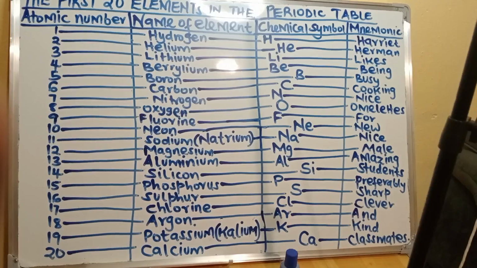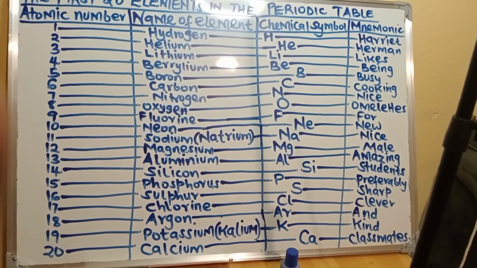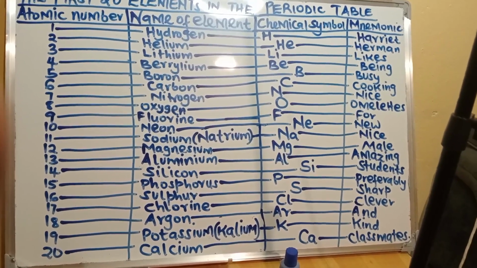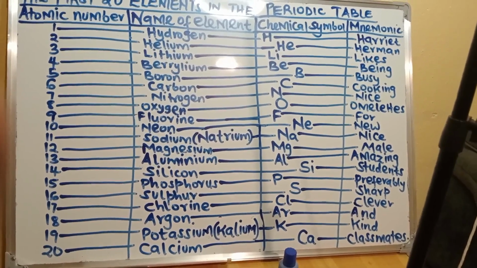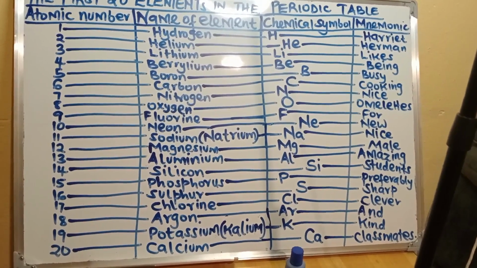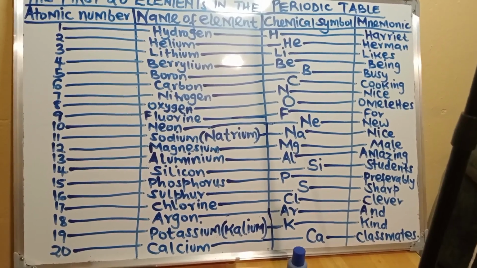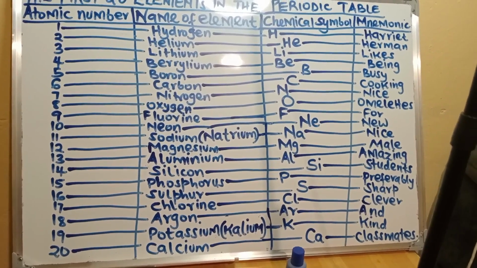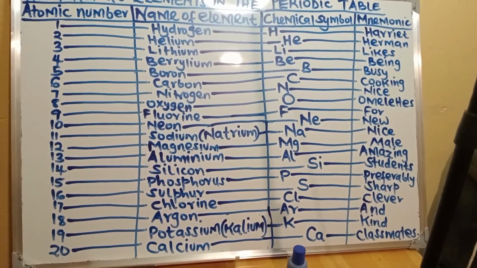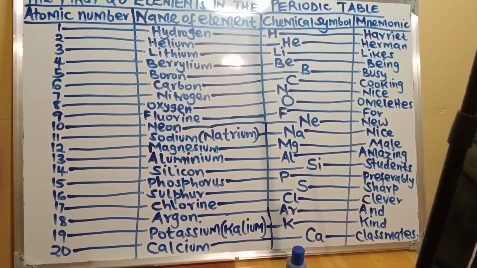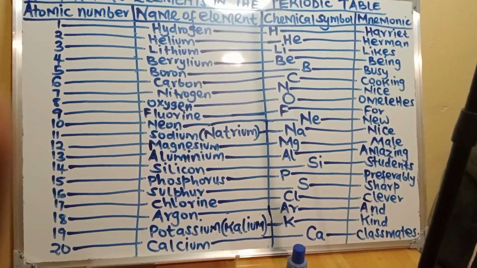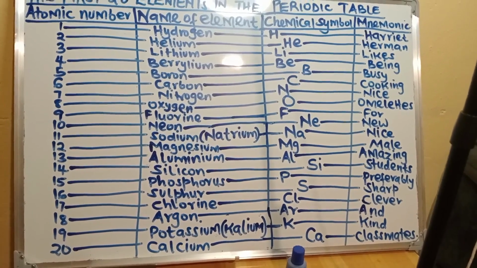So on the side of the atomic number, just the way we write numbers downwards from number 1 to number 20, in the normal mathematics, when you arrange from hydrogen to calcium, from number 1 to number 20, those numbers are actually the atomic numbers for those 20 elements.